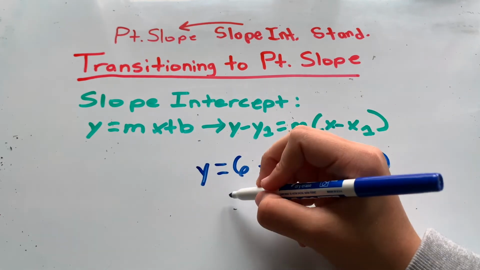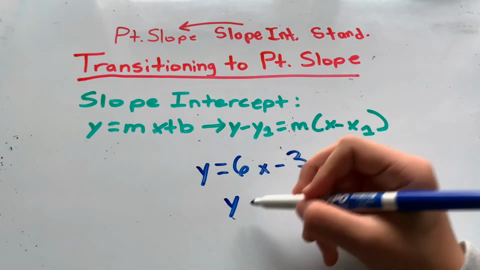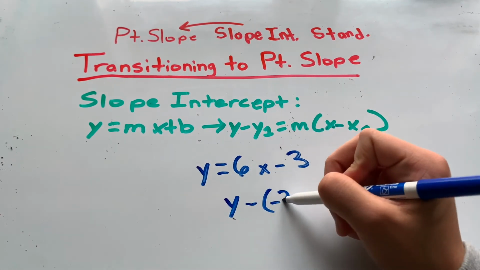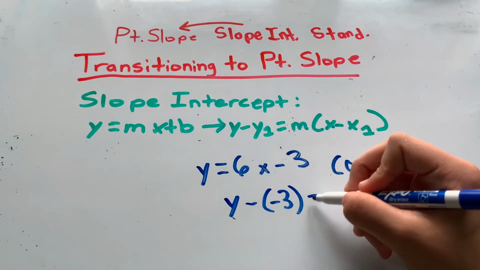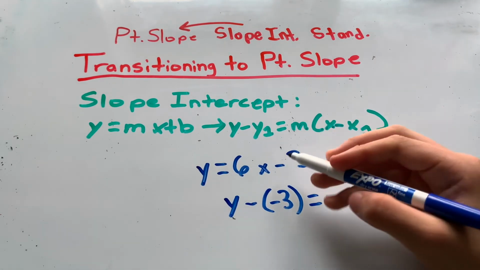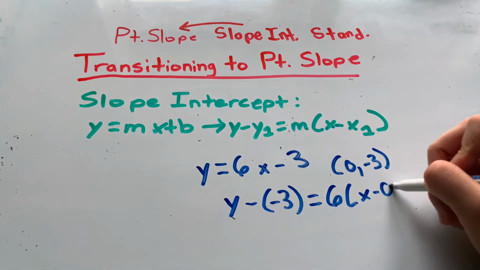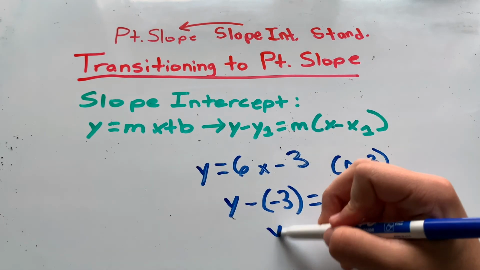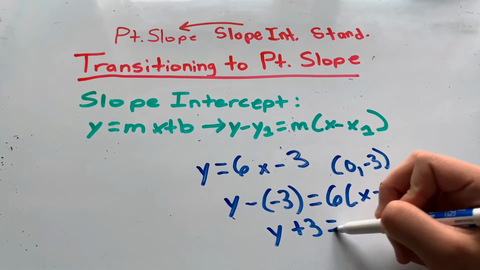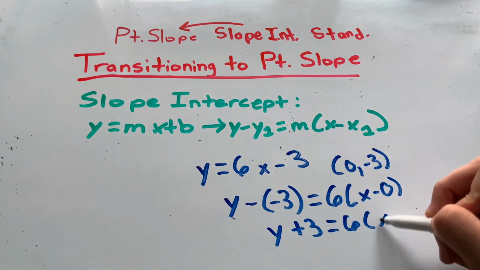So we can already plot this. It'd be y minus -3 equals 6, parenthesis, x minus 0, which turns out to be y plus 3 equals 6, parenthesis, x.